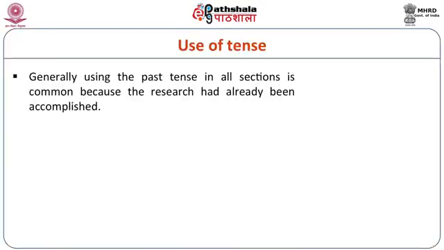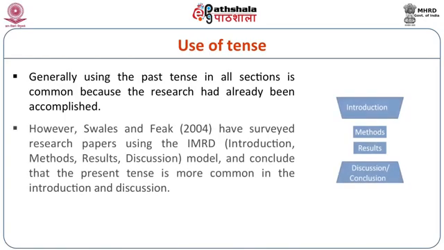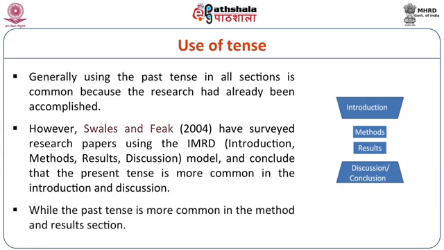We have 3 tenses: present, past, and future, and which tense should be used for presenting the data in a research paper? Generally, using the past tense in all sections is common because the research has already been accomplished. It makes sense. However, Swales and Feak surveyed research papers using the IMRD, that is Introduction, Method, Result and Discussion model, and concluded that the present tense is more common in the introduction and discussion, and later on researchers move to the past tense, which is more common in the methods and result sections.